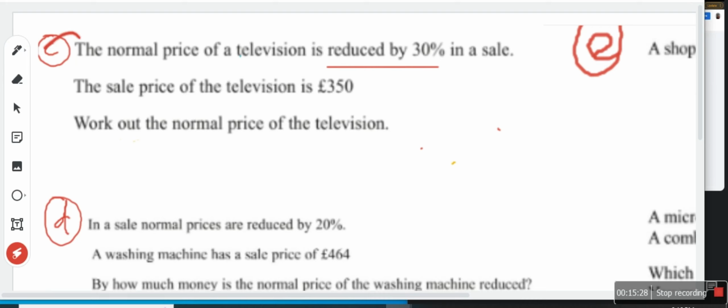Read it out. All right. Work out the normal price. It says the normal price of a television is reduced by 30% in a sale. The sale price of the television is $350. Work out the normal price. So what do you do?